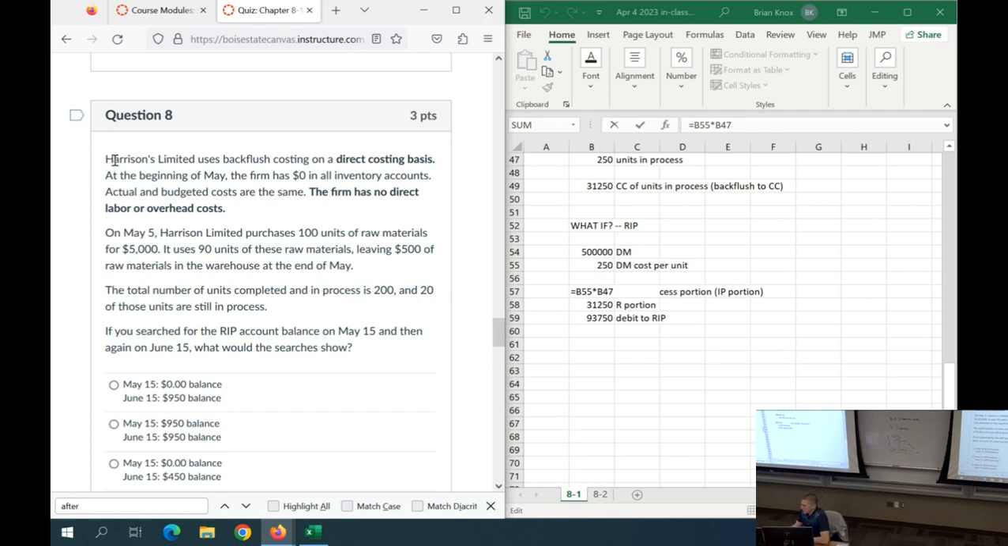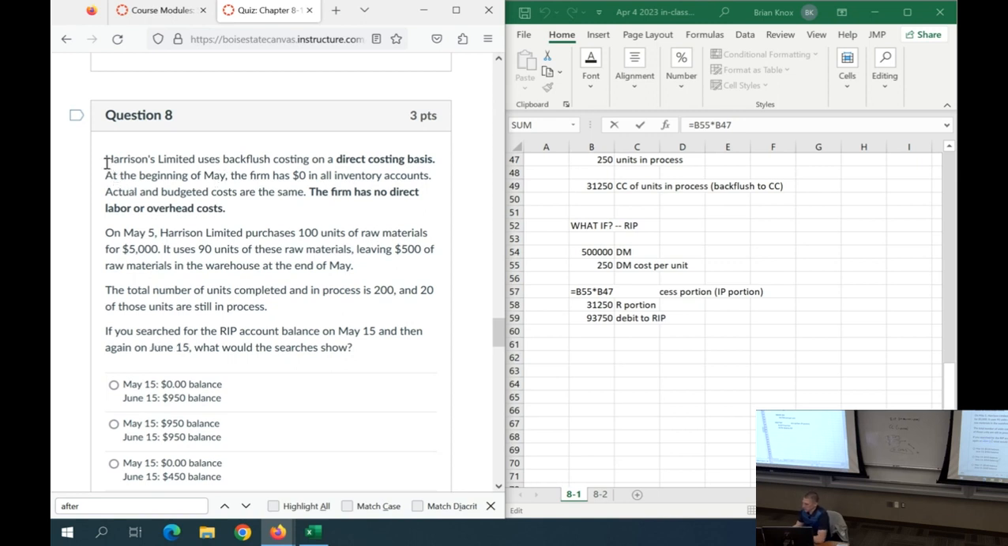So let's start at the question stem. If you search the RIP account balance on May 15th, as in searching in SAP or QuickBooks or whatever they're using, on May 15th, and then again on June 15th, what would the searches show? On May 15th, that's the middle of May, no May backflushing has happened yet. That happens at the end of the period. In this case, we're talking about months, and that's always what it's referring to in this chapter, period. June 15th will have whatever changes we had to the RIP account in May.